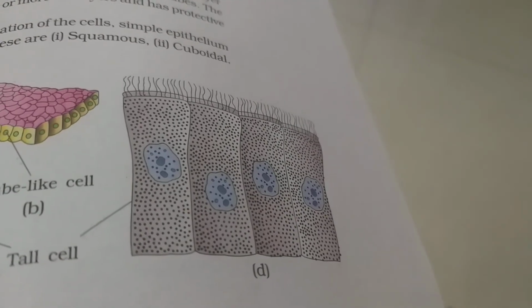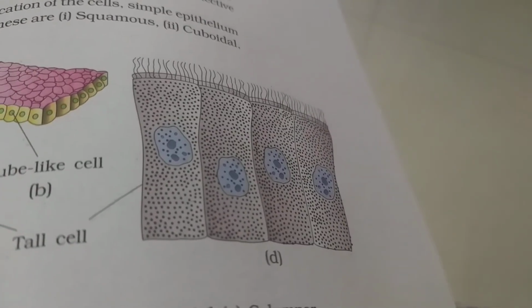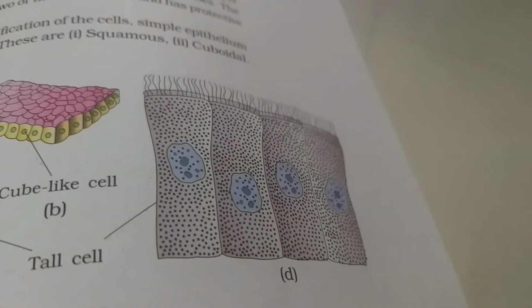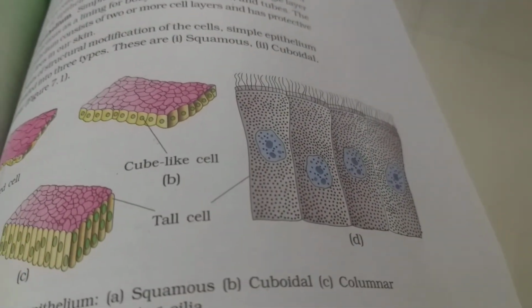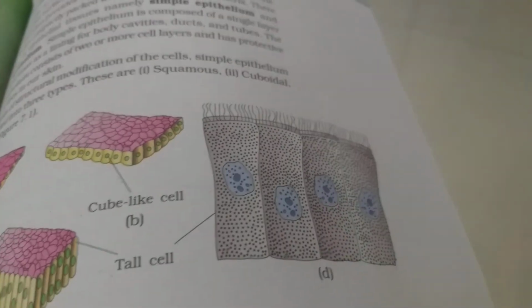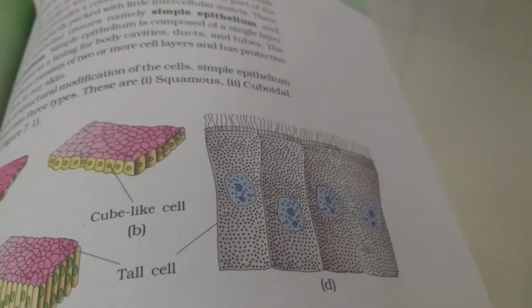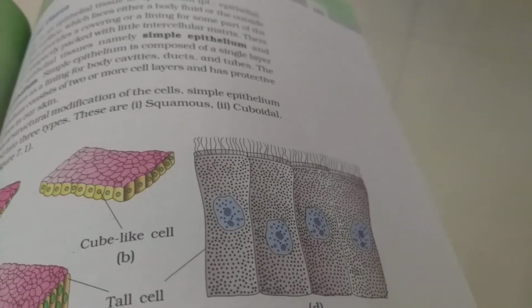This is ciliated epithelium, columnar ciliated epithelium. The cells are column-like. The free surface is provided with cilia. The cilia help in the movement of particles, mucus or gametes in a particular direction.